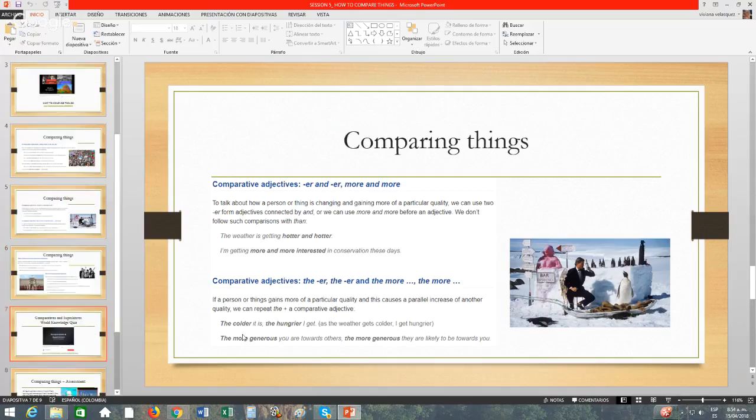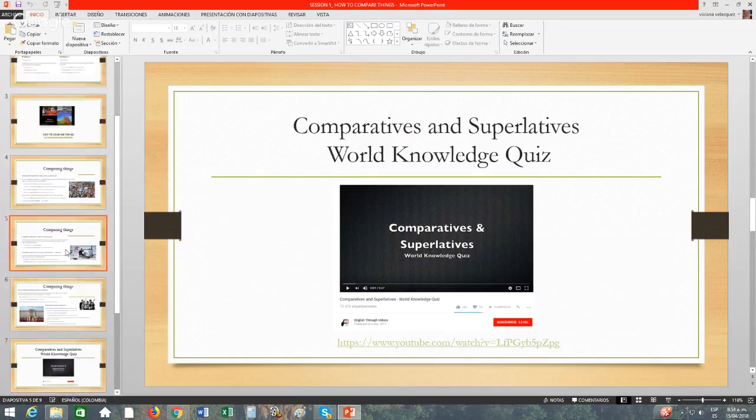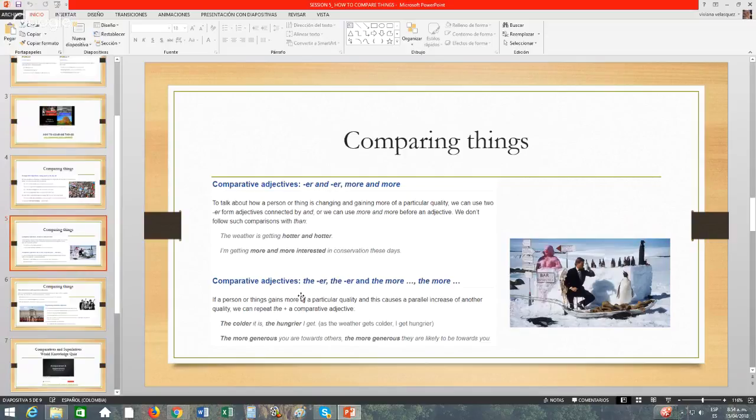Now, sorry, the comparative forms we use when you use the and the. For example, the colder it is, the hungrier I get. As the weather gets colder, I get hungrier. Entre más frío hace o entre más frío es, más hambriento me pongo. Right? The colder it is, the hungrier I get.